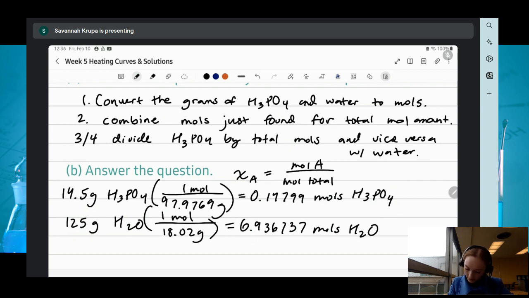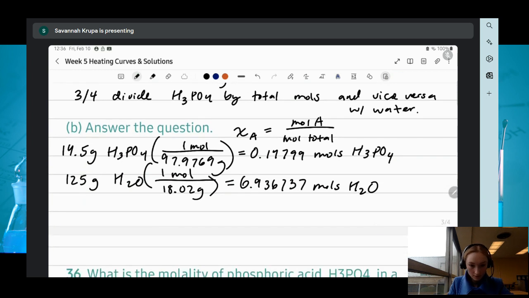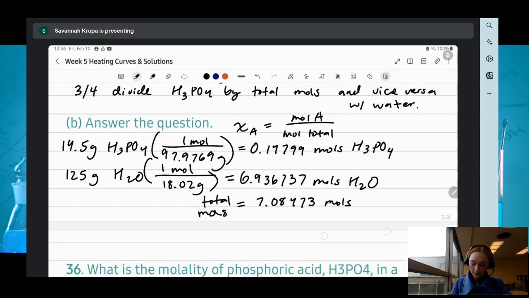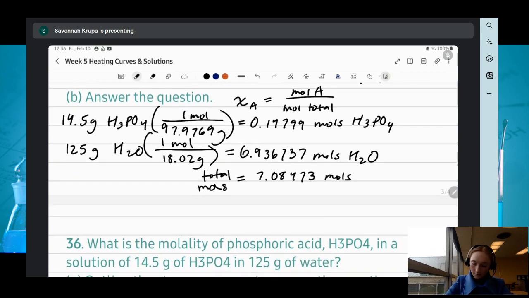And let's write that. Yeah, the total moles will equal 7.08473 moles. So those are the total moles. It's just adding these two values together, moles of water and H3PO4. And so now let's find the mole fractions. And I'm going to shrink this down so I can have you all see it better.